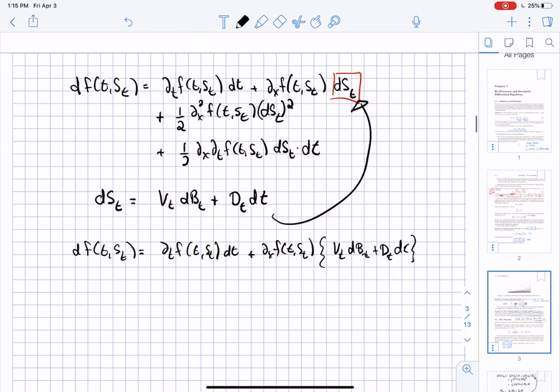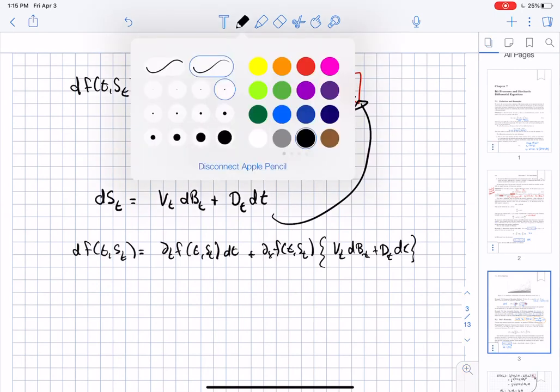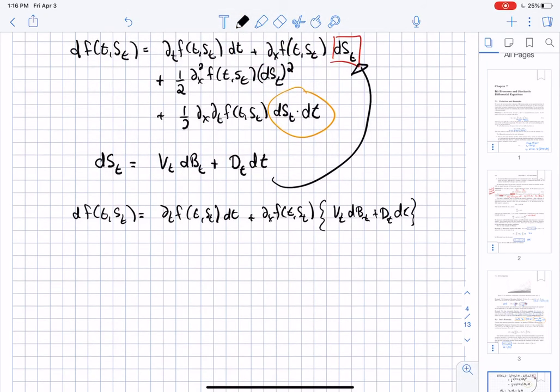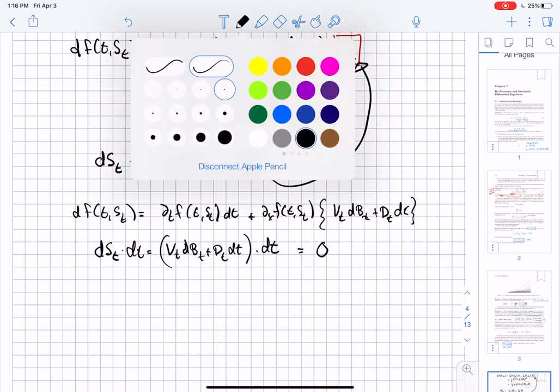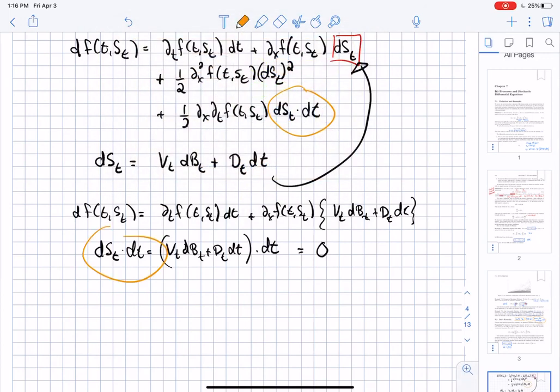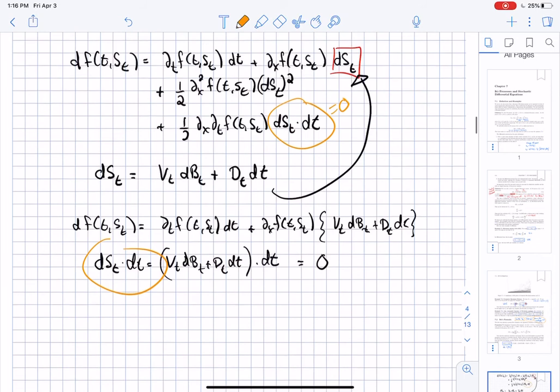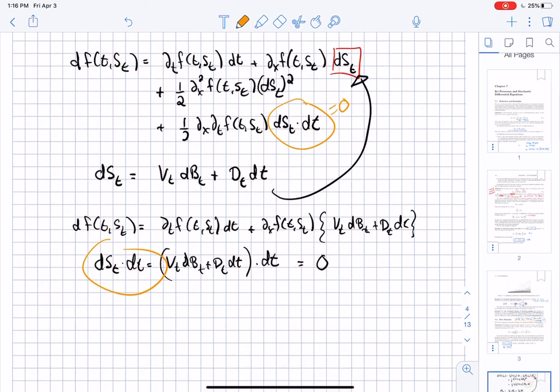Okay, good. Now, what do I do with this guy? Well, I apply Ito's rules. So rules of stochastic calculus telling me that dS_t times dt is (v_t dB_t plus b_t dt) multiplied by dt. But dt dB_t is 0 and dt squared is 0, so this is 0. So this whole guy is 0. Okay? So you see how I apply the rules of stochastic calculus?